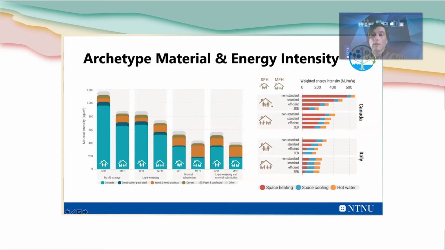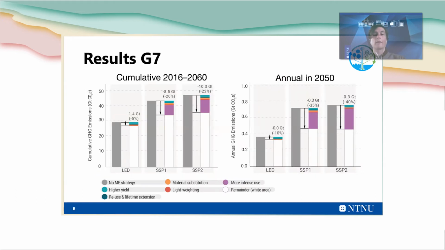We simulated these archetypes for different climate zones. So for the US, for instance, we used 10 different climate zones. And naturally we see, for instance, here comparing Canada with Italy, that the energy demand for space heating reduces significantly. But also at the same time, the cooling demand increases. And it also increases a little bit with the energy efficiency standard. But this is something I would rather consider a modeling artifact. We can talk about this a bit more later.